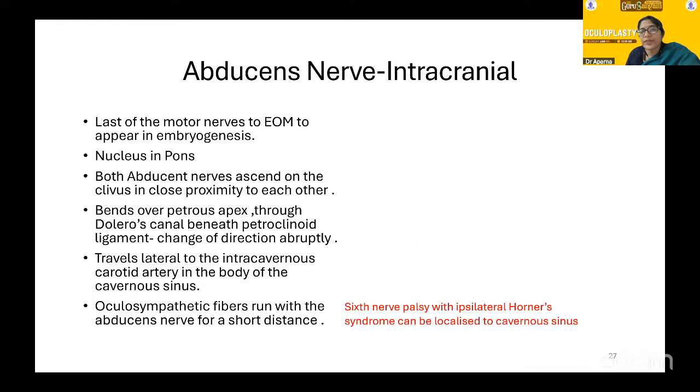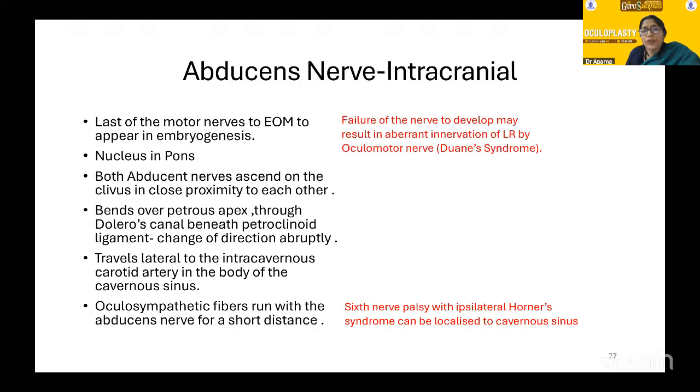Coming on to the next nerve, which is the abducens nerve. It is one of the last of the motor nerves in embryogenesis. The nucleus is in the pons. Both the adjacent nerves ascend on the clivus in close proximity to each other. So failure of the nerve to develop may result in aberrant innervation of the lateral rectus by the oculomotor nerve, which is known as the Duane syndrome.